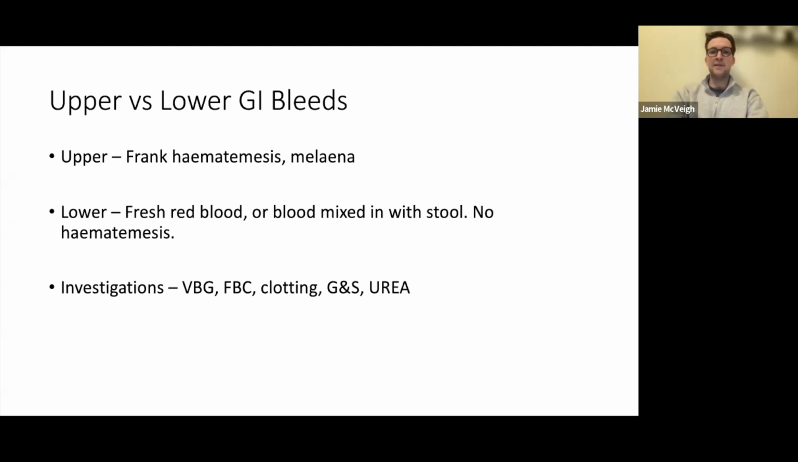And then investigations for upper and lower GI bleeds is particularly important. So a VBG is vital, okay? Firstly, it gives you a really quick indication of what the hemoglobin is. Now, it's not the most accurate hemoglobin in the world, but you're going to know if it's 140 or if their hemoglobin is 60, okay, which is vital.